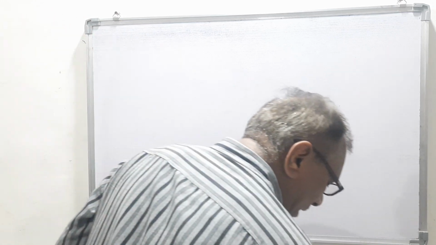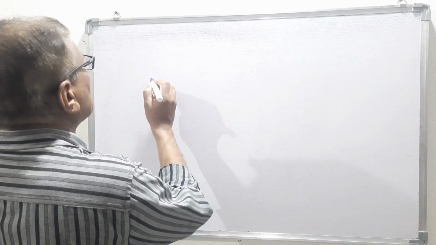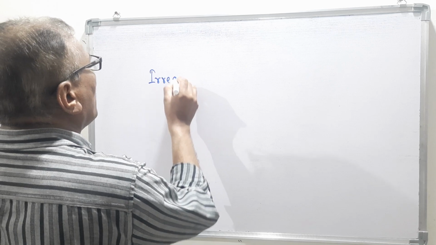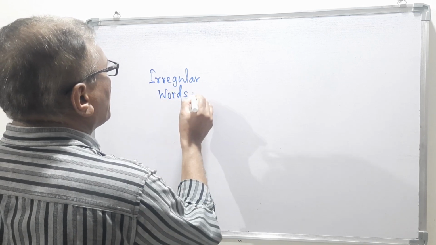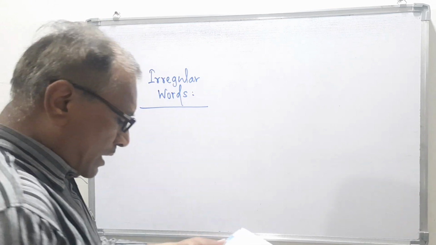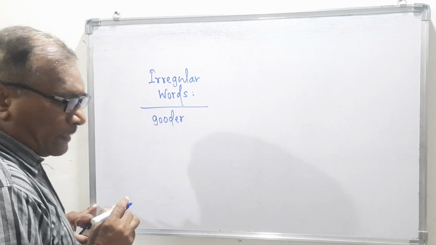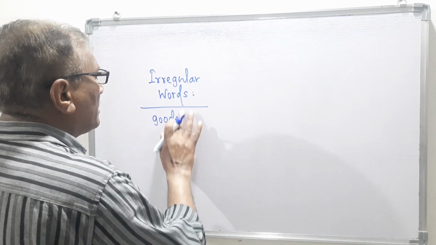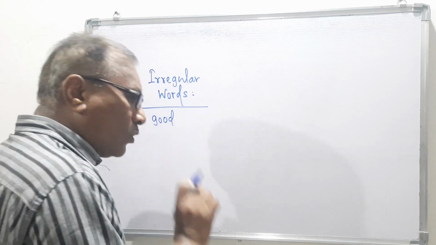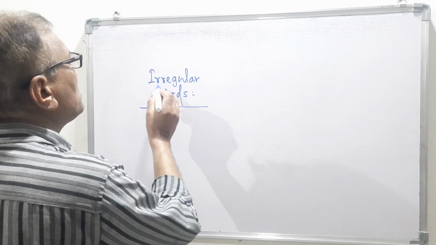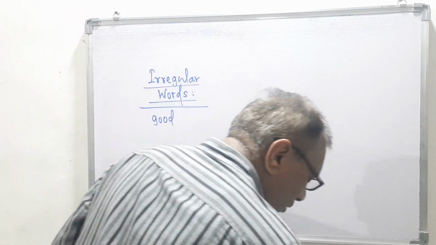So remember, we have now seen how we can make the degree forms from the big words, and now we are discussing the irregular words. Now see, there are some irregular words. Suppose good is there. We cannot say "gooder", we cannot say "goodest". So we cannot use the rule of ER, EST, more, most here, and that's why these words are called irregular words. So how can we make their forms?